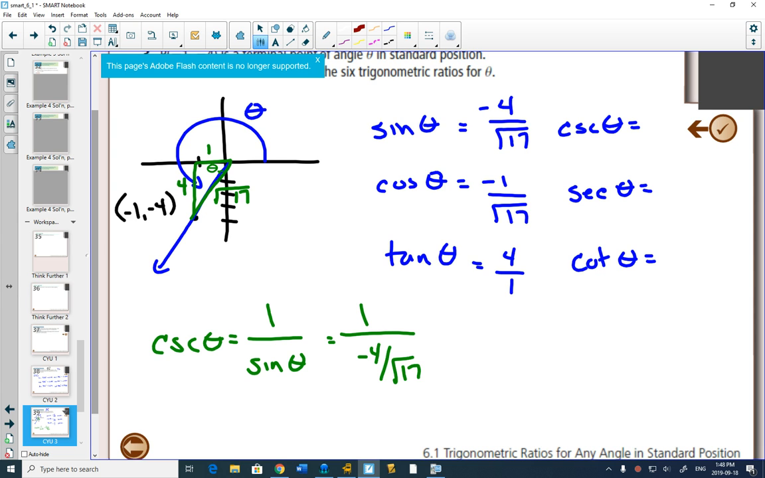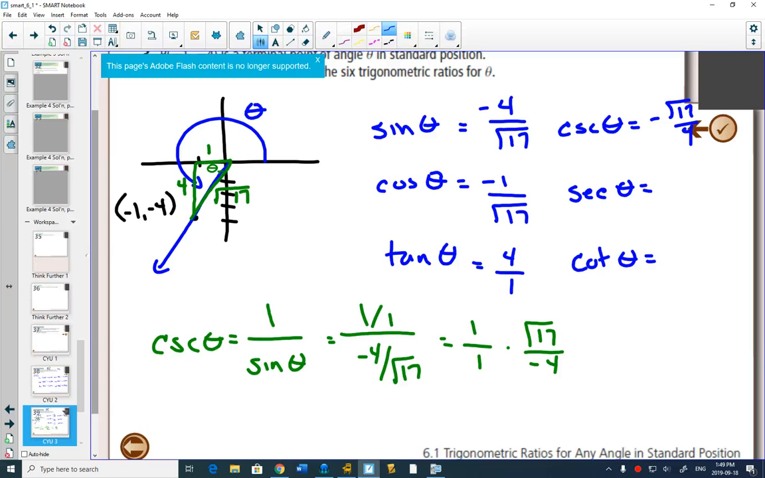How do you divide by a fraction? If I have two fractions, I can even make this 1 over 1 divided by -4 over root 17. How do you divide by a fraction? You need to multiply by the reciprocal. If I multiplied by the reciprocal, I'd have 1 over 1 multiplied by root 17 over -4. That math is pretty easy, multiplying by 1. We get, as our final answer, -root 17 over 4. You can do this if you want every single time for the reciprocal trig function.